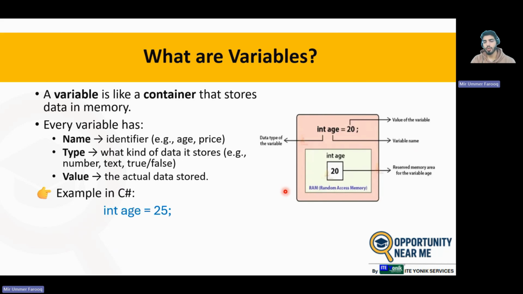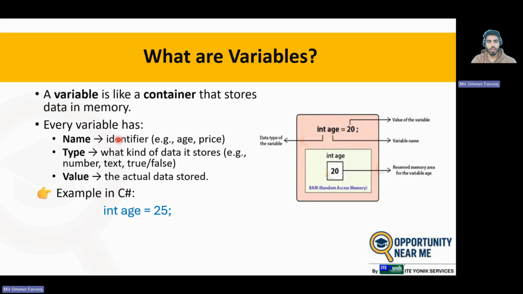Let's say you want to store some value 20 in a particular program. For that, we need to create a variable. And to create a variable, we need three important things: a variable name from which we can later refer to that variable. We need a variable data type.